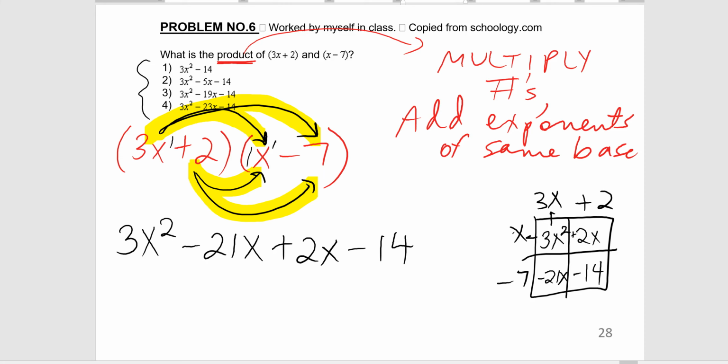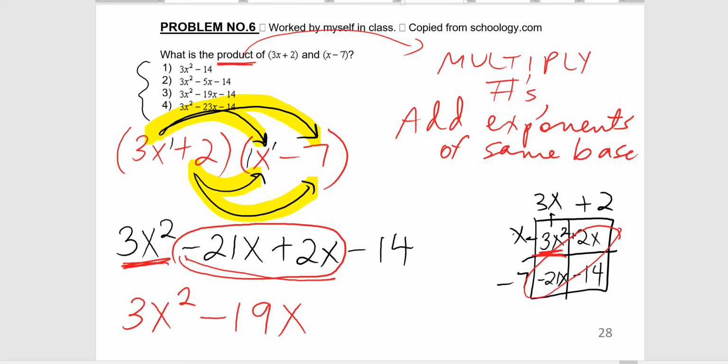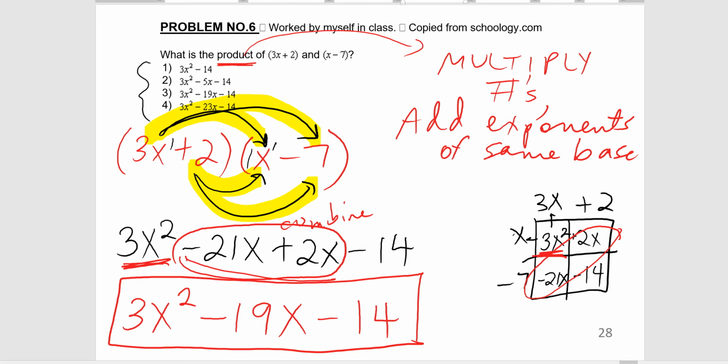The only difference is that now when it comes time to combine like terms, if you use distributive property, your like terms are in the middle. If you use the box method, your like terms are on a diagonal. But either way, in both cases, the 3x squared has no like term. These x terms, negative 21 plus 2, regardless of which way you did it, is negative 19x, and the x squared term stays the same, because at this stage, you finished multiplication, you're just combining like terms, and the negative 14 has nothing to combine with. So either way, this is the trinomial that you get when you multiply two binomials.